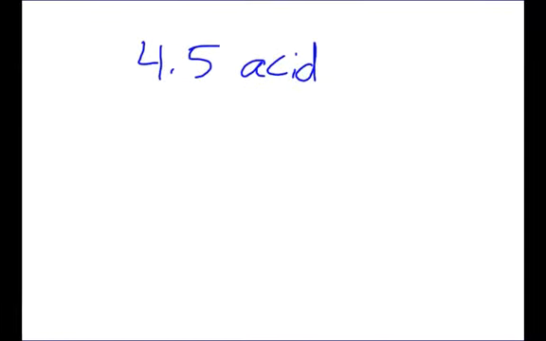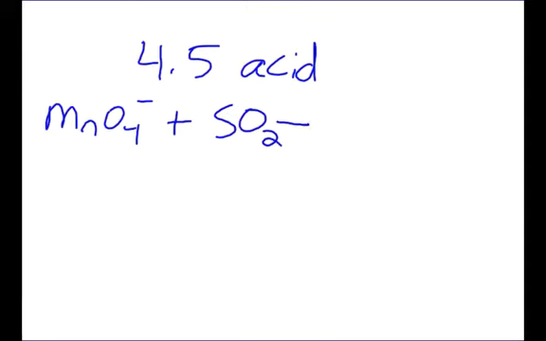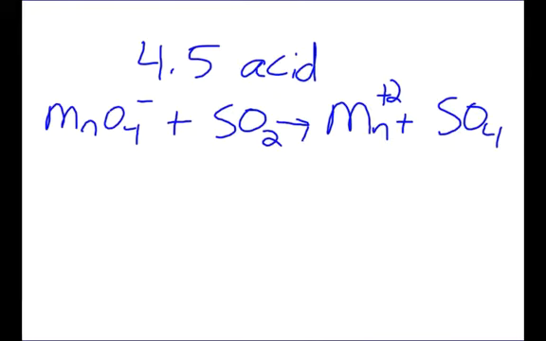So we're going to give you an equation. We're going to practice balancing it in acid. So here's the equation real quick. Permanganate and sulfur dioxide makes manganese with a +2 and sulfate ion.